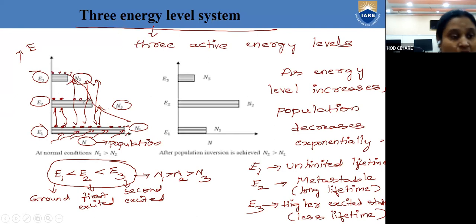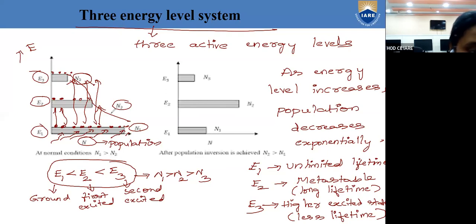But atoms which have gone to E3 will try to come down to the ground state fast, whereas atoms which have gone to E2 will not come down fast. Can you tell me why? Are you able to understand my question? First, where are our atoms? In the ground state. I have supplied energy, so these atoms in the ground state will get excited to E2 as well as E3.